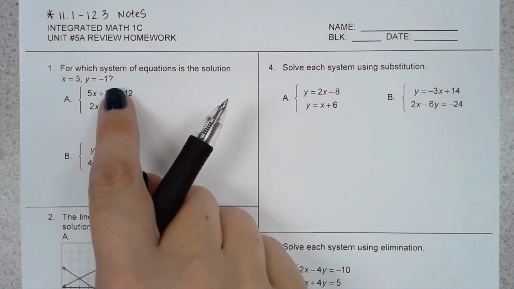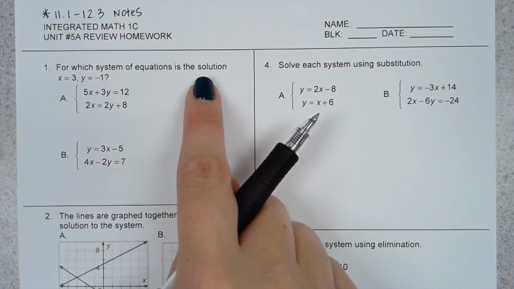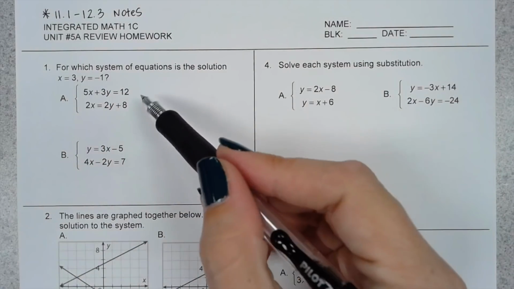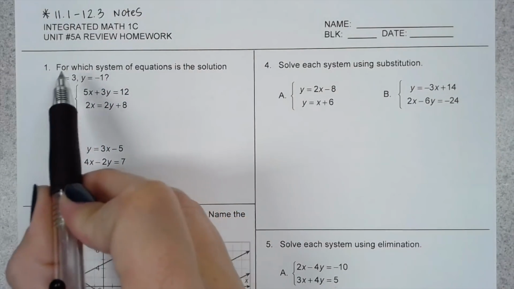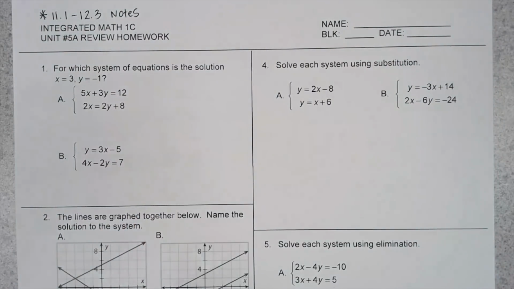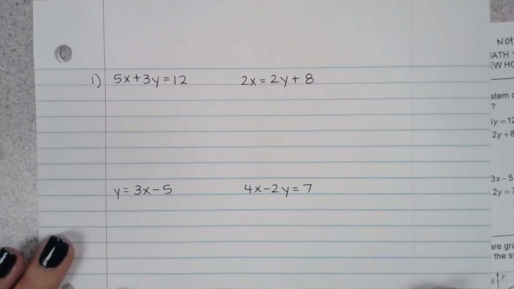Question number 1 asks us, for which system of equations is the solution x equals 3, y equals -1, and then there's two choices. Because it says for which, this is a multiple choice question, so you're picking either A or B as your answer. It's a little bit snug to do your work in this spot right here, so we're going to slide over to a piece of paper.